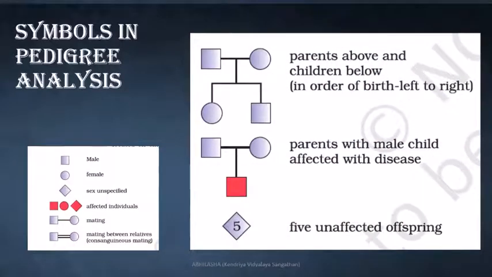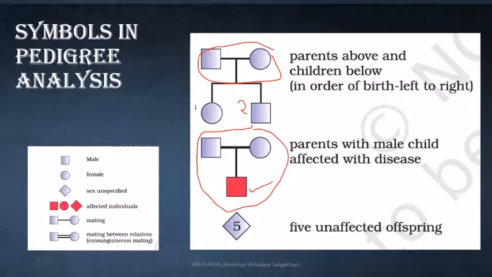Now, in this pedigree chart, the parents are shown above and the connected lines show children. And this sequence is from birth. This would be the first born and this would be the second born. So from left to right in the sequence of birth. Now, this particular chart shows that the parents are not affected, but the male child is showing the trait.